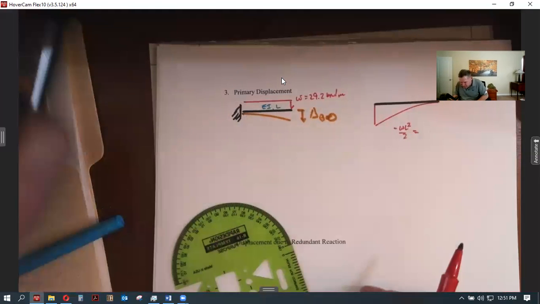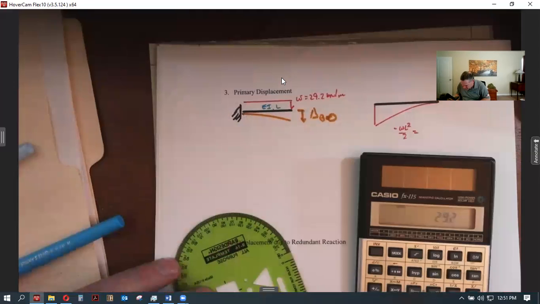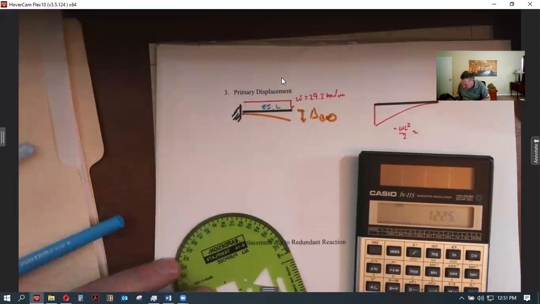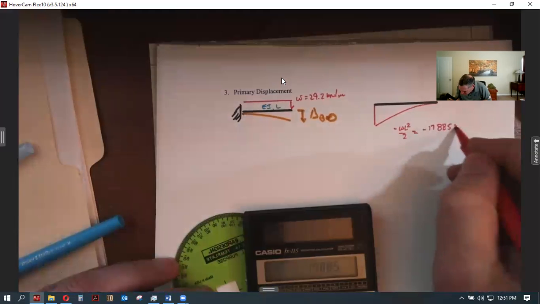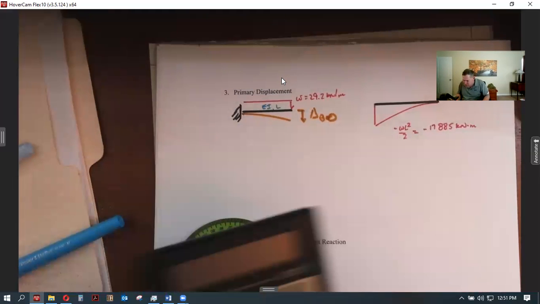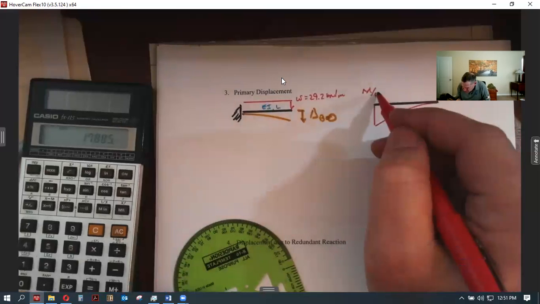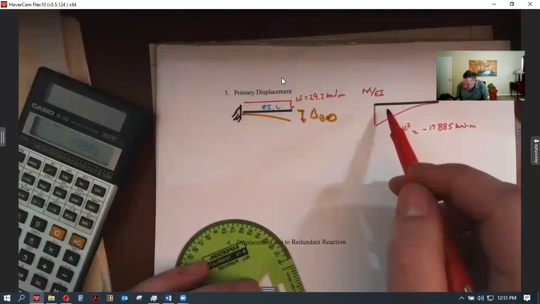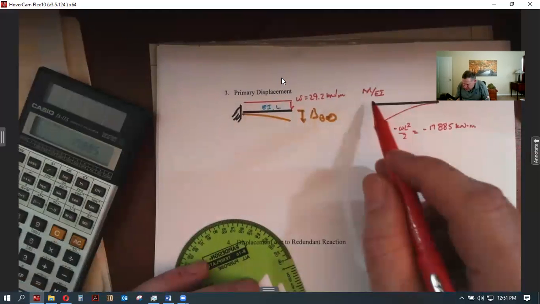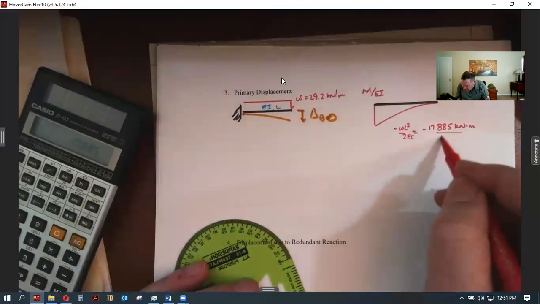And for us, then, that would be 29.2 times our length of 35 meters squared, then divided by 2, or 17,885 kilonewton meters. All right, so that's our moment. Now, we really want the curvature for our moment area method. So M over EI, well, EI is constant, so the shape of this whole thing is the same, and all we're going to do then is divide by EI, and we have it already.